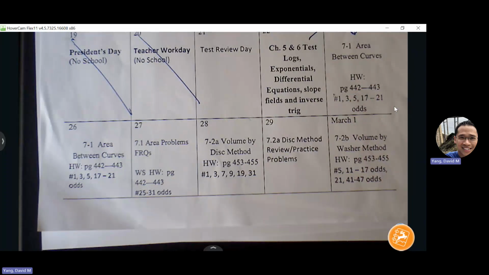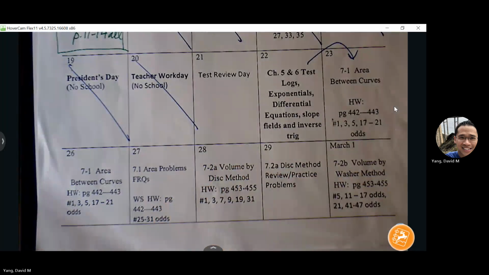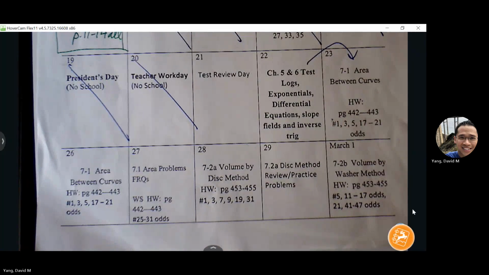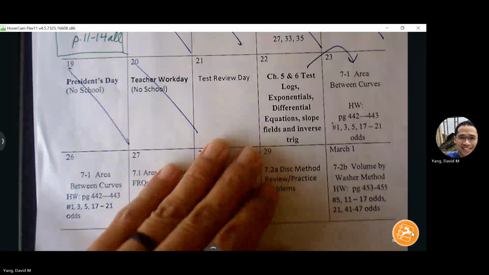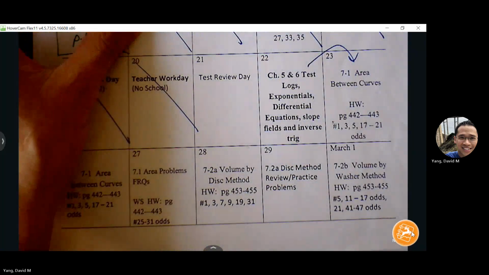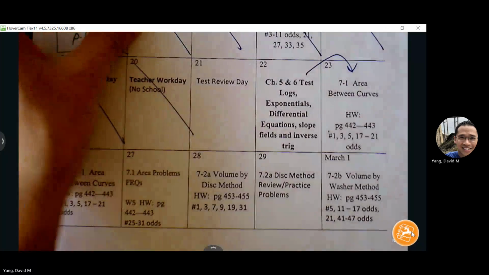Help sessions. I'll have a help session today. Well, actually, it was going to be this morning, but I can also do help sessions during advisement today, tomorrow, and Friday, and then Friday morning, 7:15.